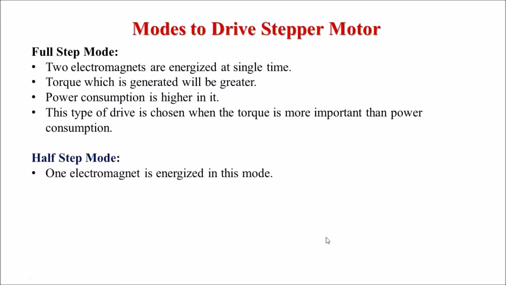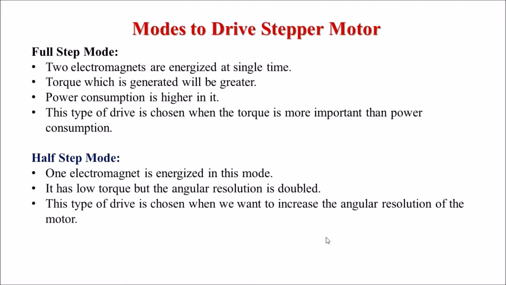The second mode is half step mode, and in half step mode generally one electromagnet is energized at a time. These electromagnets are energized alternately. This method has low torque but the angular resolution is double. So this type of mode is chosen when we want to increase the angular resolution of the motor.